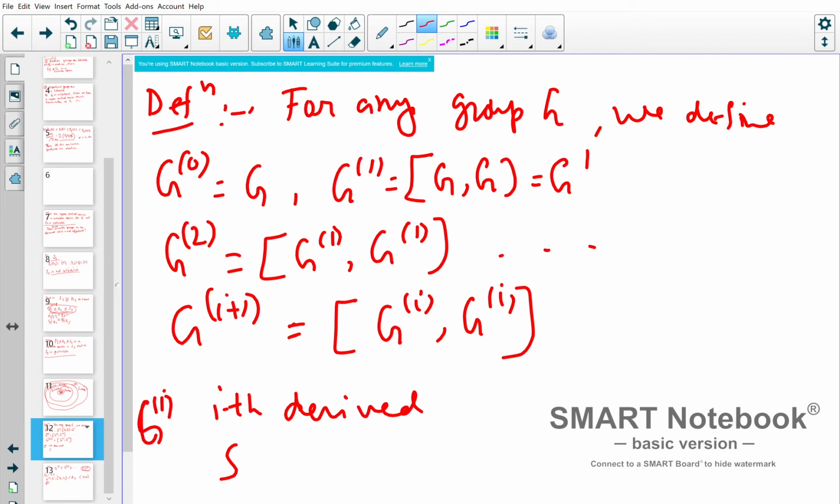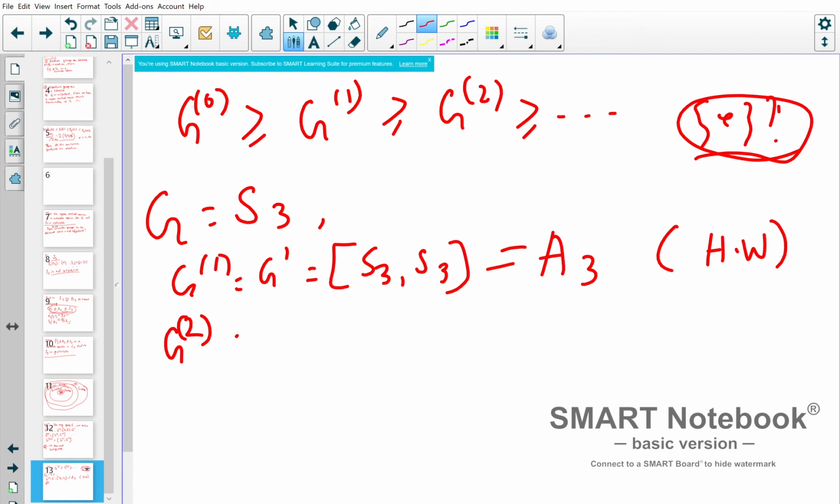So G^(i) is called the ith derived subgroup. The second derived subgroup is what? This is A3. You can check that A3 is abelian. We already proved that a group is abelian if and only if its derived subgroup is identity, so this is nothing but identity. That means for S3, after two stages the series terminates at identity.